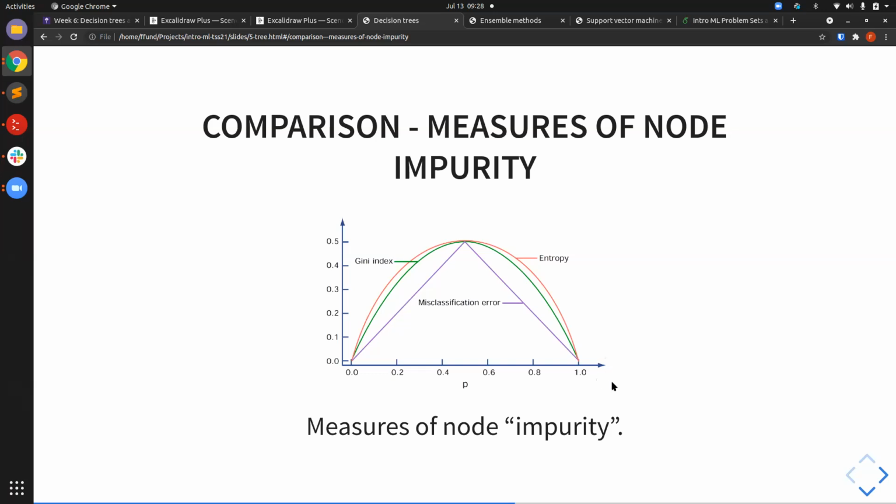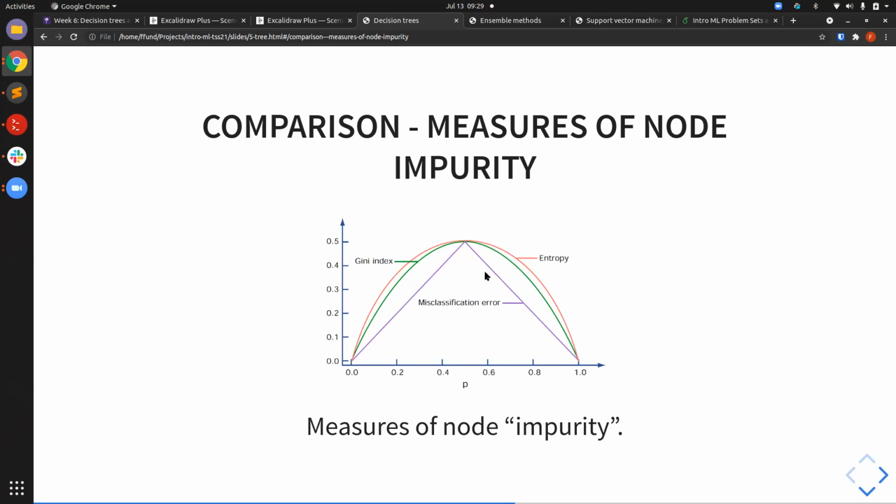When is the impurity highest? The impurity is highest when the node is 50-50 positive and negative samples. That's the most impure node you can possibly have.